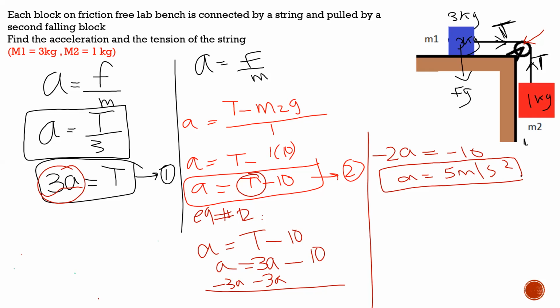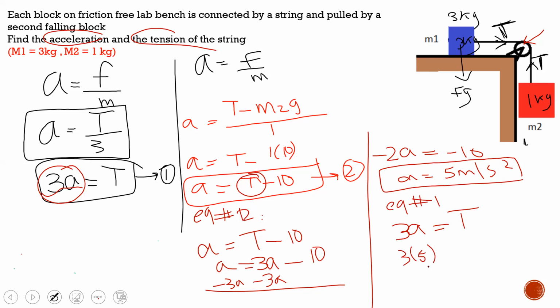Now I found the acceleration. Now I need to find the tension. How? Let's go to equation number 1. In equation number 1, we said that 3 times a is the tension. And we found a is 5. So the tension will be 15. And since tension is a type of force, we will say 15 Newton. Is it clear now? I will solve another example now.